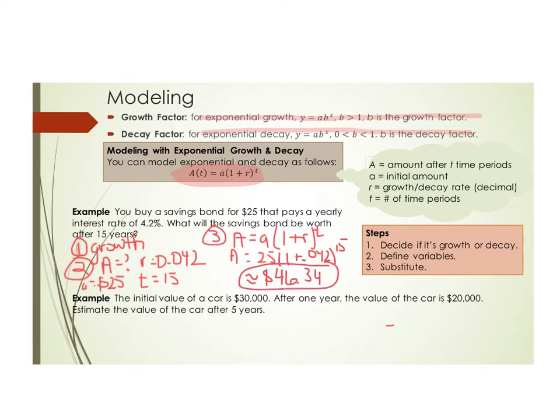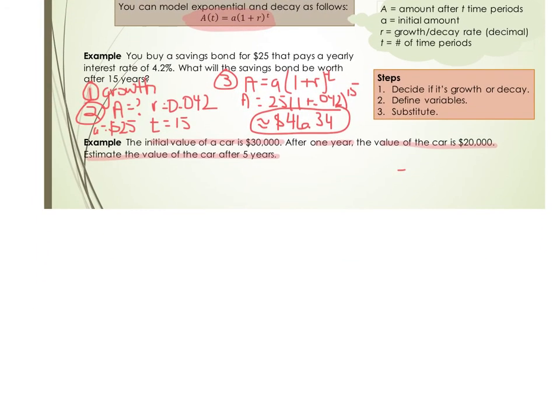If we look at our next example, the initial value of a car is $30,000. Okay, initial value. After 1 year, the value of the car is $20,000. Estimate the value of the car after 5 years. So this problem is slightly different. What we will do first is decide if it is growth or decay. So did our initial value go up or did it go down? Well, hopefully you've recognized it went down. So we know this is a decay problem.